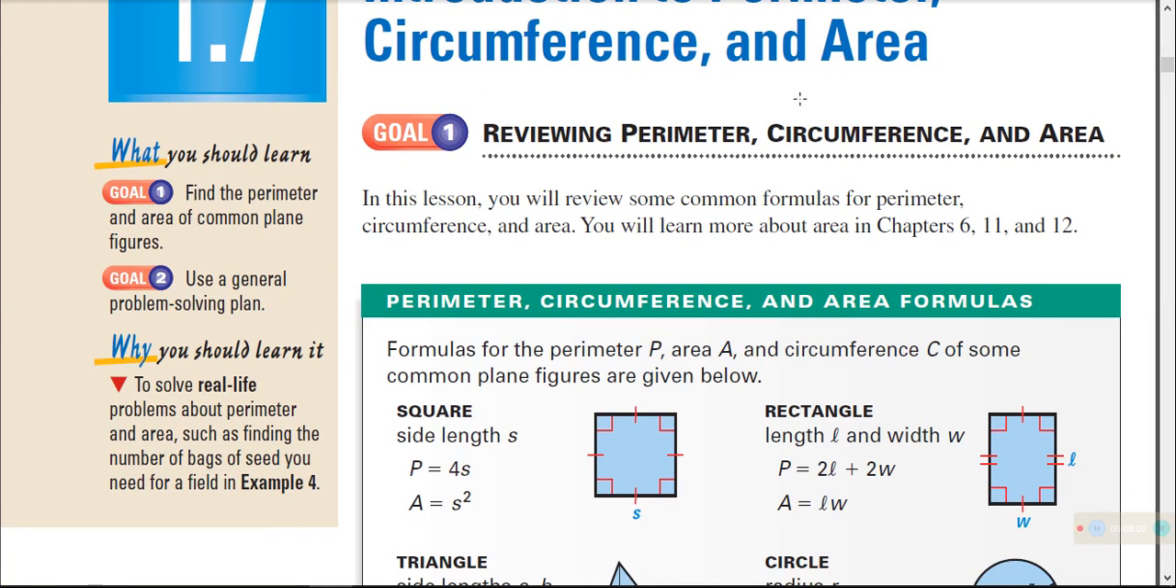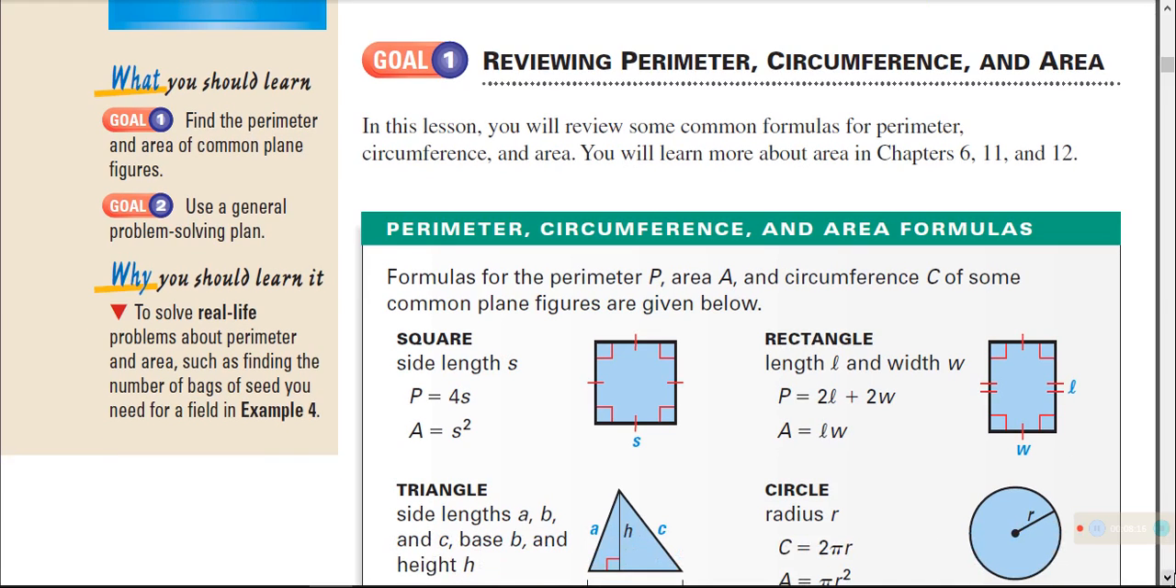Okay, so reviewing perimeter, circumference, and area. In this lesson, you will review some common formulas for perimeter, circumference, and area. You will learn more about area in chapter 6, 11, and 12. So, formulas for the perimeter.